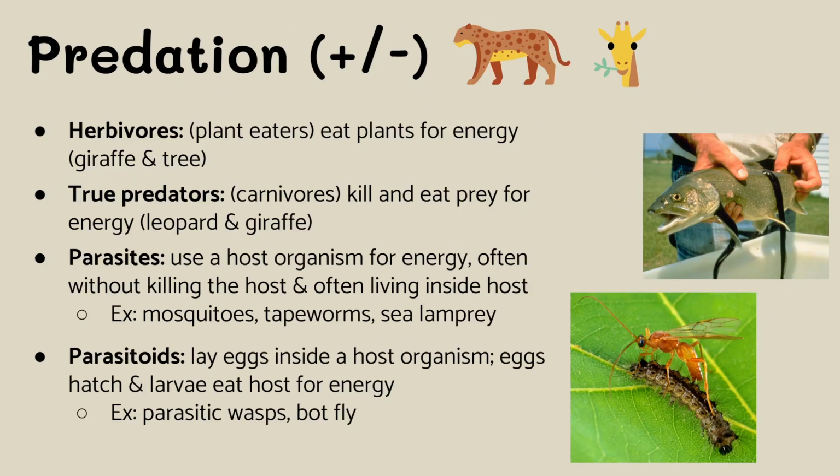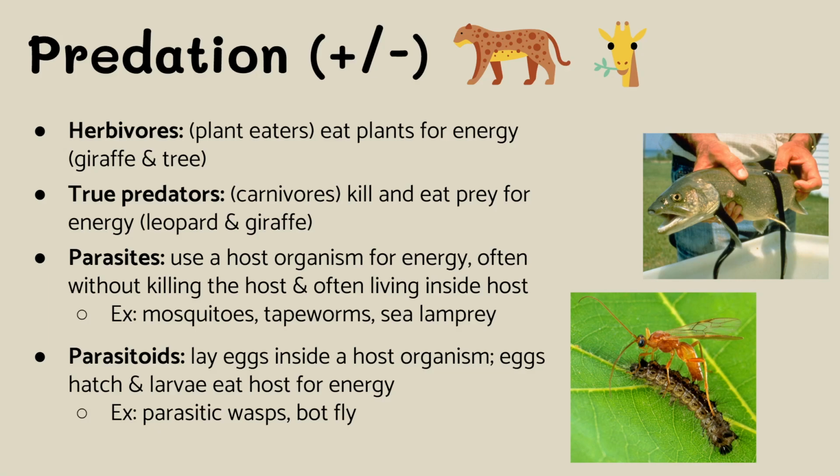Predation is when one organism eats another organism. This means technically herbivores, animals that eat plants, are practicing predation. We may not think of a giraffe eating the leaves of a tree as a form of predation. We may not think of a giraffe as a predator in the strict sense of what that term means. However, the giraffe uses the tree for energy, and so herbivory, or the act of an animal eating a plant, is still considered predation.